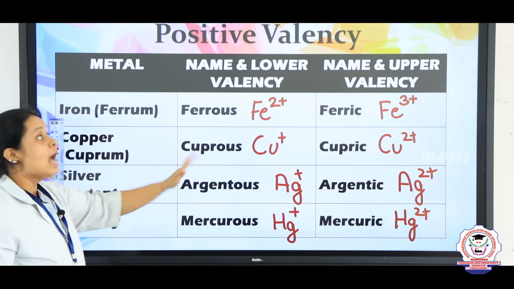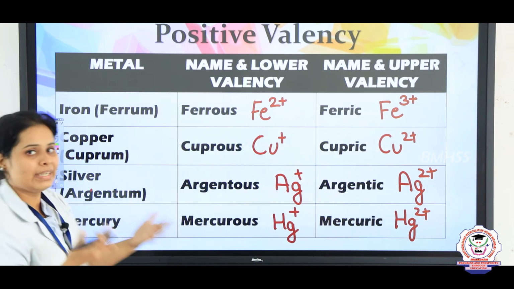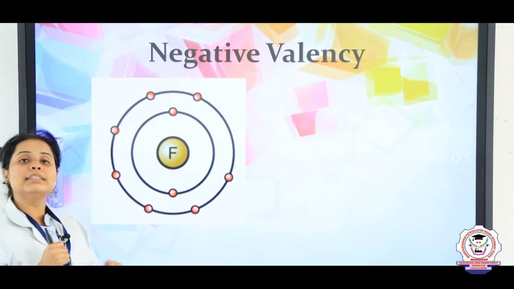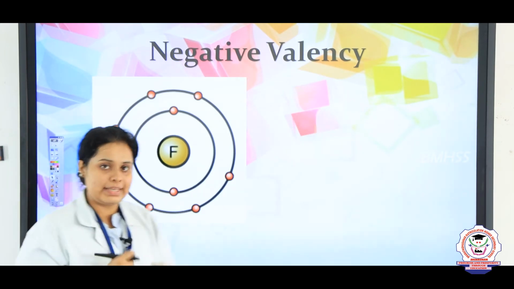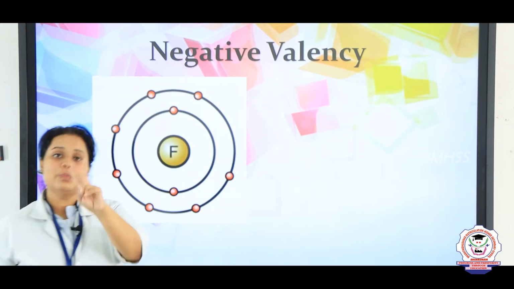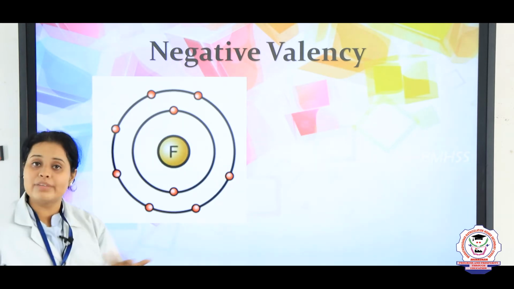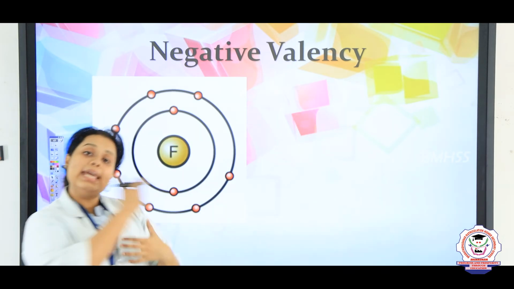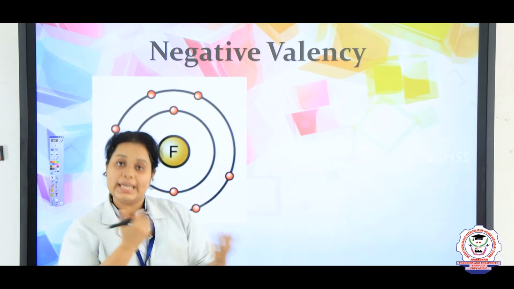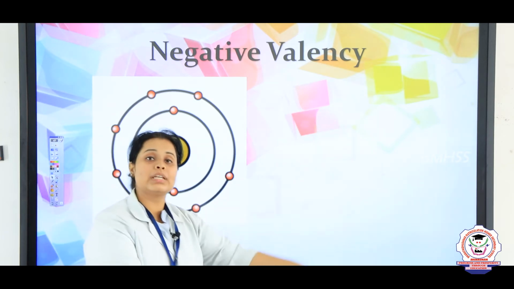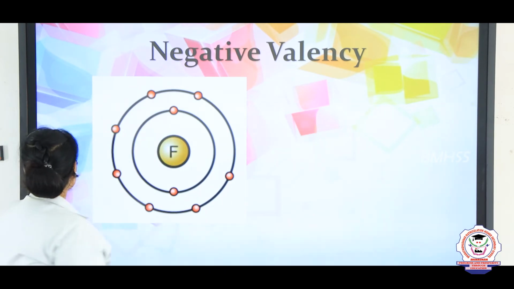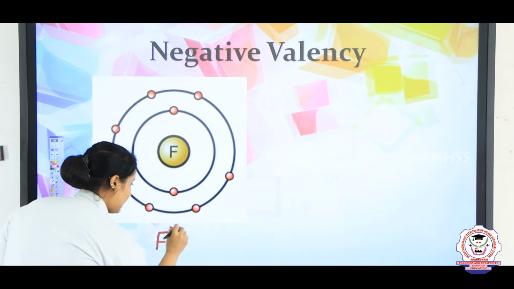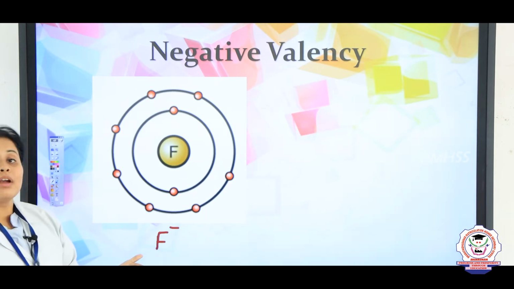Okay. So this is the multiple valency or variable valency examples. Now let us take the example of fluorine. Fluorine has a total of 9 electrons. The inner shell will have 2 electrons and the outer shell will have 7 electrons. If it wants to fully fill the shell, it will gain 1 electron, right? It is easier to gain an electron instead of removing the 7 electrons. So when it is gaining, the symbol will become F minus because there are extra electrons present.